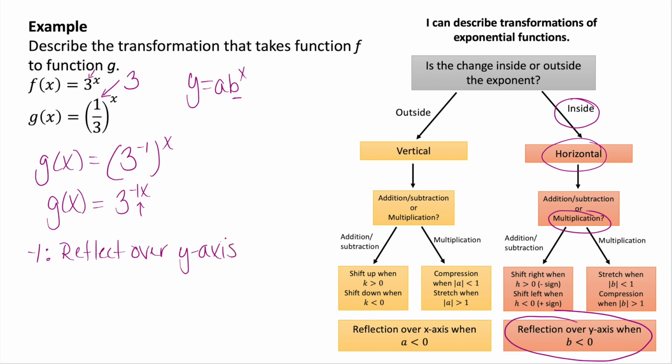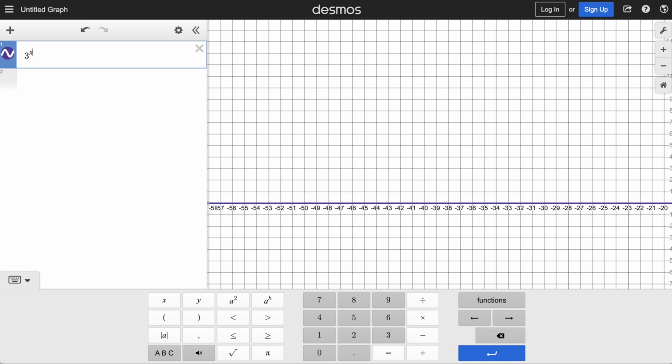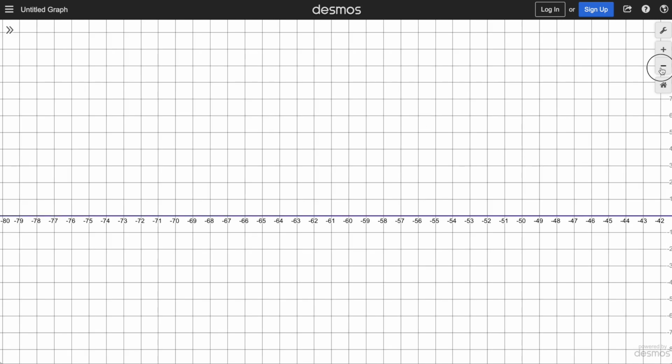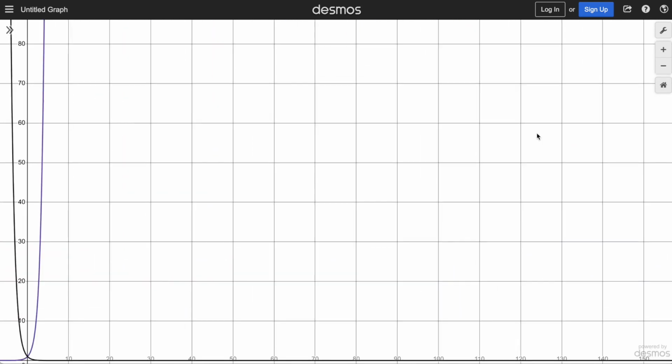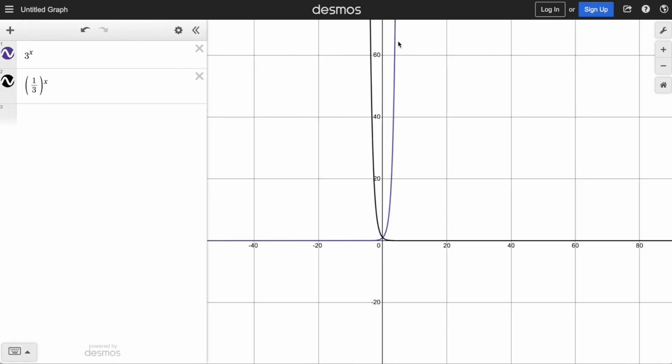And remember, you can always check your transformations by going to Desmos. So let's verify that what we found is true by graphing both of these functions. Let's graph 3 to the x, and let's also graph 1/3 to the x, as they were originally written in the problem. When I zoom out, you can see that we do have a reflection over the y-axis. The original function in purple is 3 to the x, so it goes like this, and then 1/3 to the x is in black, so it goes like that.